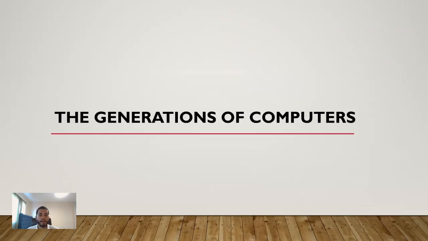Now, for the second part, I'm going to talk about the generations of computers. In this part, I'm going to explain how computers have evolved through time, thanks to new technology. There are six generations, each one marked by its technology, and that made them faster, smaller, and smarter.